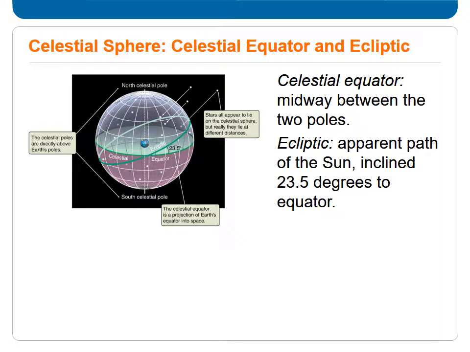Midway between the poles is the celestial equator. The celestial equator is directly above the Earth's equator. The celestial equator and the Earth's equator lie in the same plane.